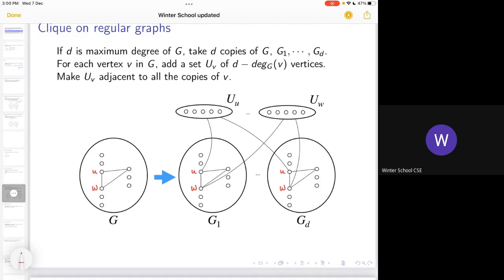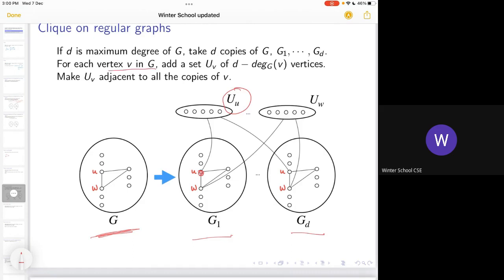We will make d many copies of the graph G, that is the input to the clique problem. Suppose G was my input graph to clique. Then for clique on regular graphs, I made d copies of the graph G: G1, G2, up to GD. And for each vertex, I will add a set of vertices UV.